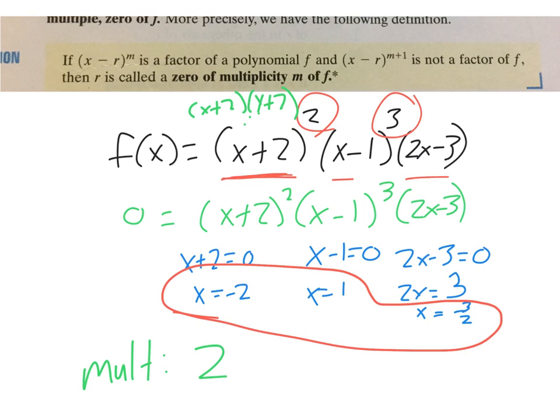Now, what's the multiplicity of 1? How many times did this x-intercept occur? 3 times. And then how many times did this x-intercept occur? Once. Very good. So it has a multiplicity of 1.